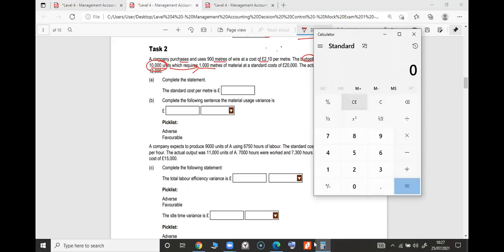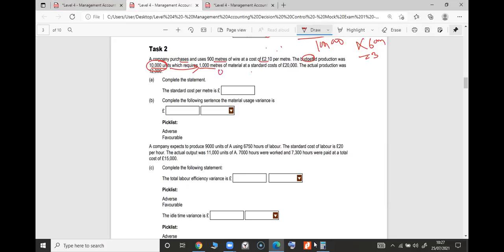So not this one, sorry. 1,000 meter divided by 10,000 units. So each unit requires how many meter? Thank you, Natalia. Thank you, Richard. 0.1 meter needed. I don't know the question. I'm not reading the question. I'm just doing whatever comes in my way. That is the way you do as well. Like 1,000 meter, you budgeted for 10,000 units. So 0.1 meter is the budgeted.